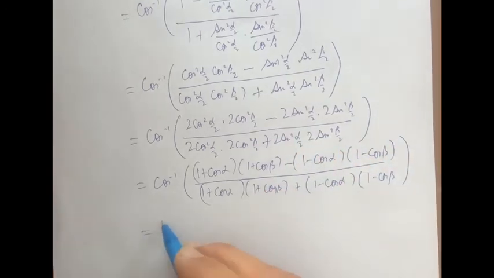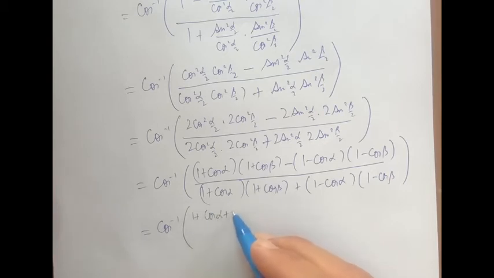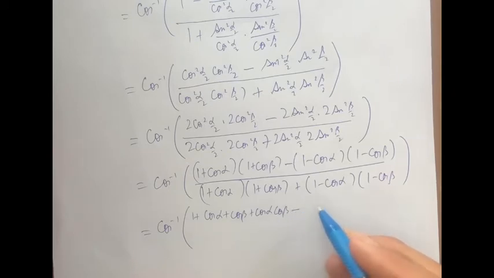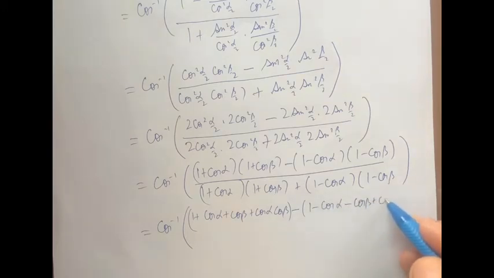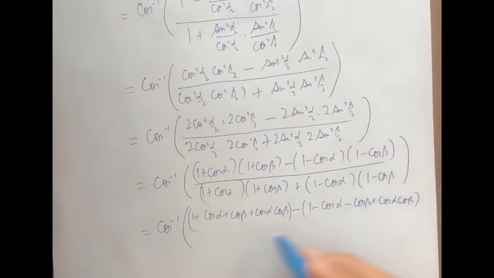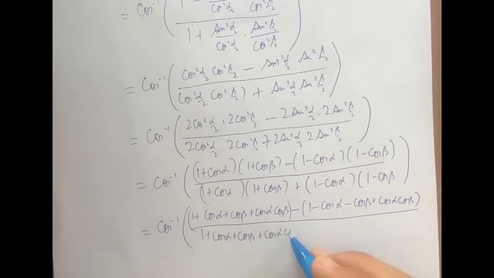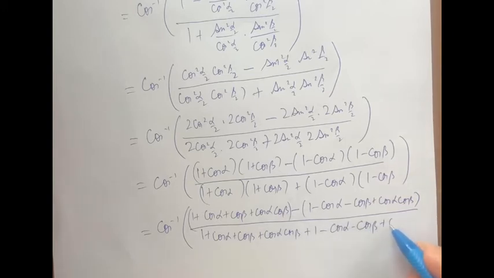So we simplify it further. This is cos inverse of 1 plus cos alpha plus cos beta plus cos alpha into cos beta, and minus, let's write in brackets, 1 minus cos alpha minus cos beta plus cos alpha into cos beta, upon 1 plus cos alpha plus cos beta plus cos alpha into cos beta, and plus 1 minus cos alpha minus cos beta plus cos alpha into cos beta.